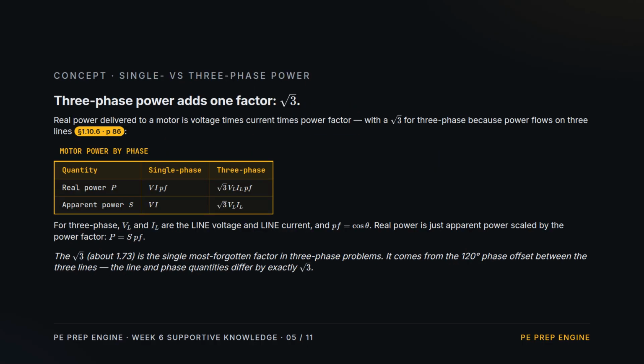Real power to a motor is voltage times current times power factor. Single phase stops there. Three-phase multiplies by √3 because power arrives on 3 lines offset by 120 degrees. Use the line voltage and line current, and power factor is the cosine of the phase angle. Real power is simply apparent power scaled by the power factor. That √3, about 1.73, is the single most forgotten factor in three-phase problems.